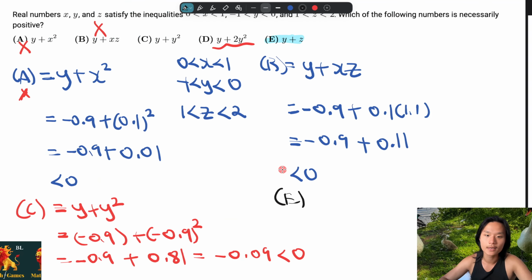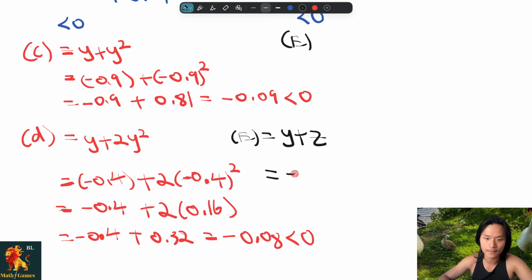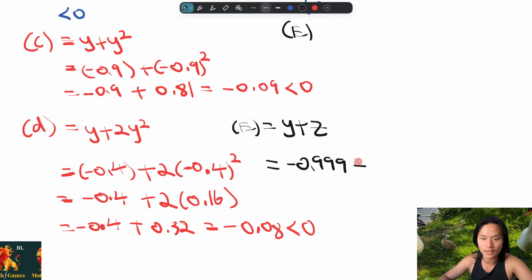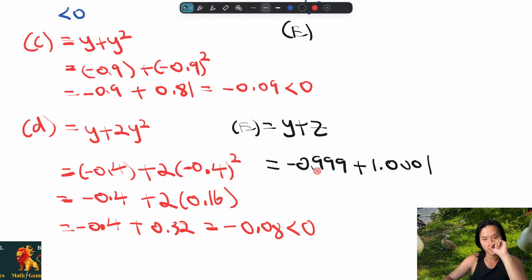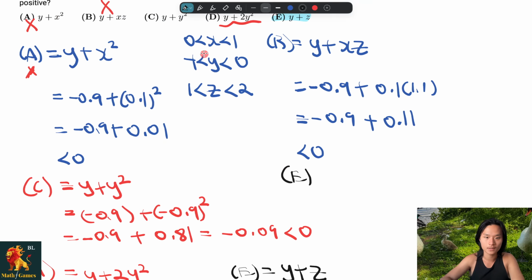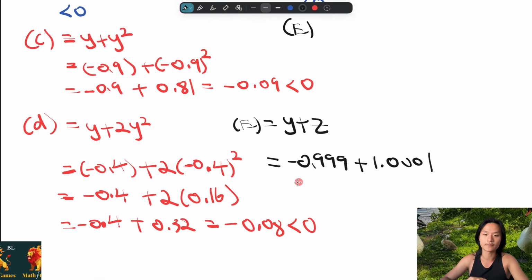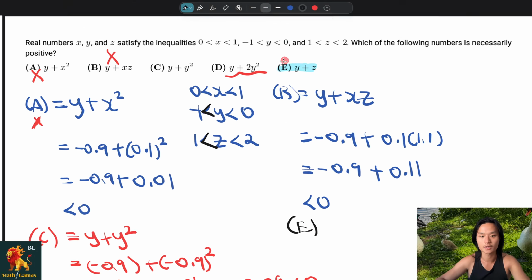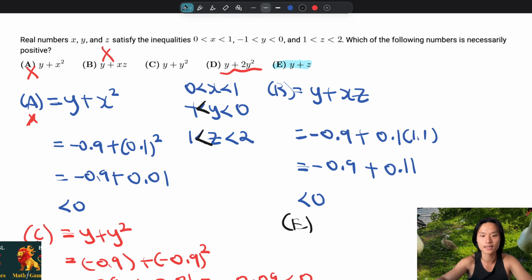Let's say y is very close to -1, say -0.999, and let's say z is as small as possible. Let's say 1.0001. Now clearly we can turn y as close to -1 as possible, but it can never quite reach -1 because the inequality is a strict inequality. Okay, same for z here. So what that means is y plus z will always be positive. And so the answer is E.